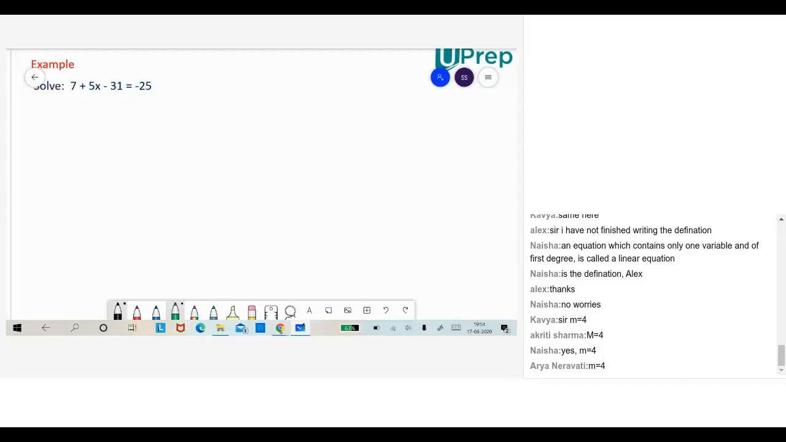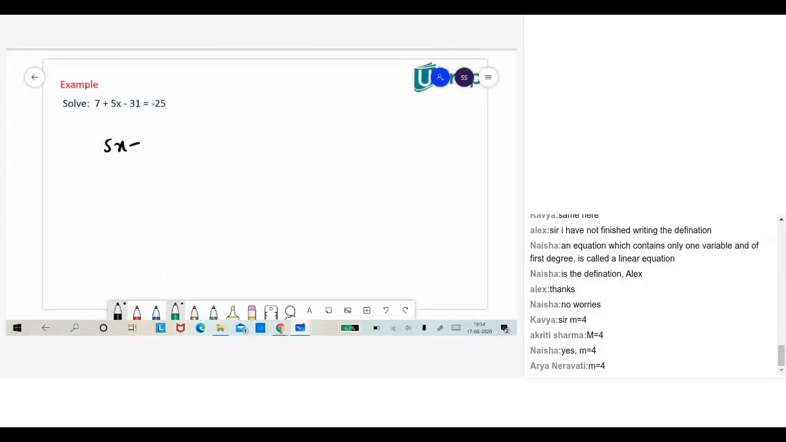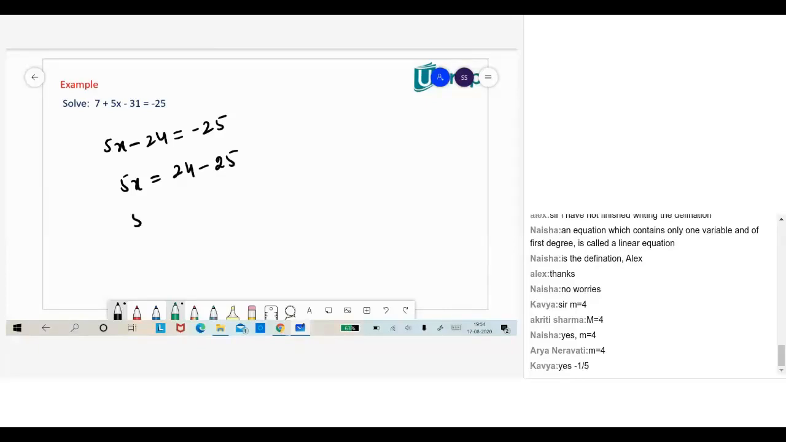Here you have 7 plus 5x minus 31. So obviously 5x. What is 7 minus 31? Obviously 7 minus 31 is minus 24. Minus 24 is equal to minus 25. So obviously 5x is equal to, send this minus 24 to the other side. It's 24. Already you have minus 25. So 24 minus 25 is minus 1. So what is x? It is minus 1 by 5. That's what your solution is. Is that? Yes, sir.